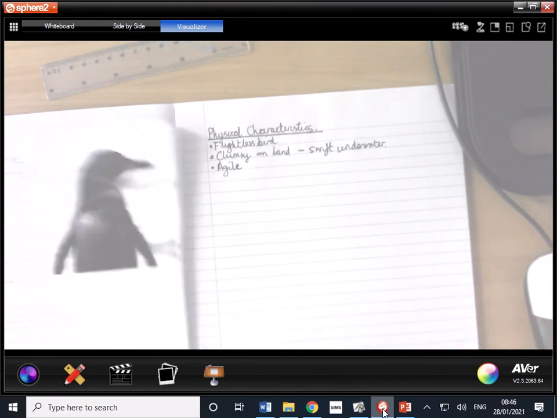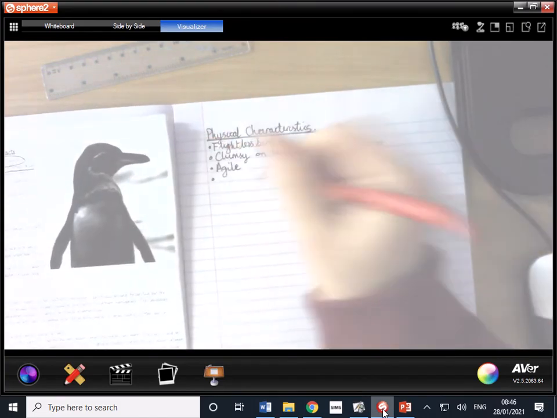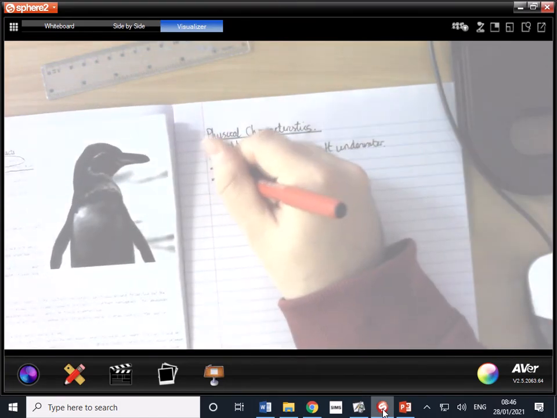So I'm going to switch back to that. So a few more physical characteristics. So it was 20 inches long.